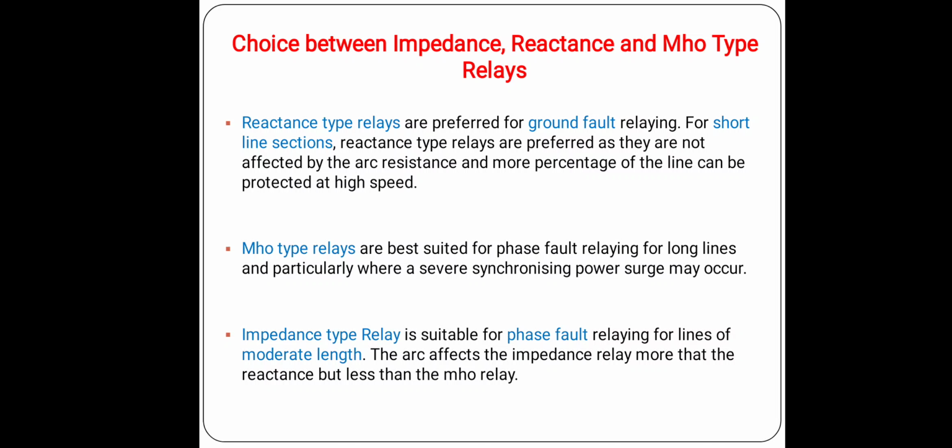We will study these types of relays in detail in the next lecture. So this is the overview of distance protection: what distance protection is, which types of relays we will use, what choices we need to consider among the impedance type relay, reactance type relay and Mho type relay, and what we need to change or modify in their characteristics, so that we find the desired output as required for protection of the transmission line.